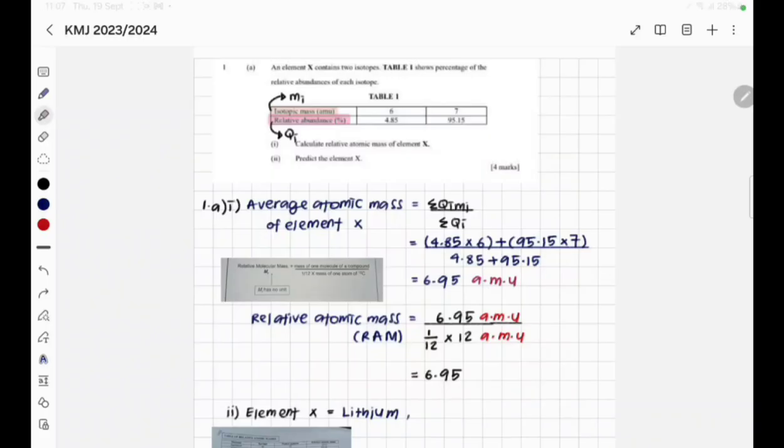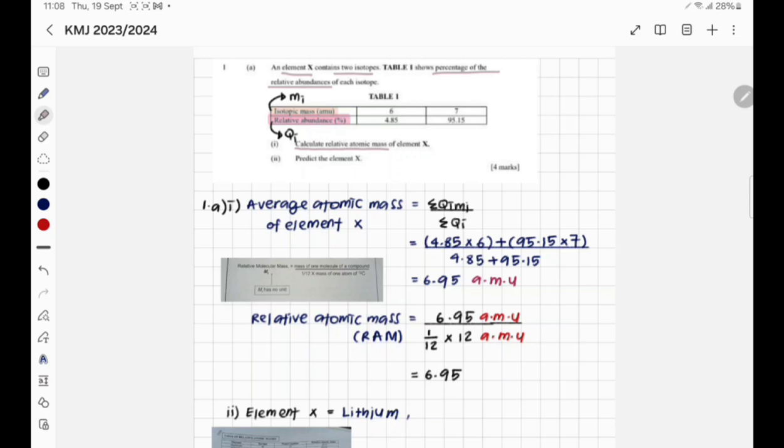Hi guys, hari ni kita nak buat passing questions based on topic 1. So, question 1, an element contains 2 isotopes, and table 1 shows percentage of relative abundance untuk each isotope. First, it asks us to calculate relative atomic mass of element X.